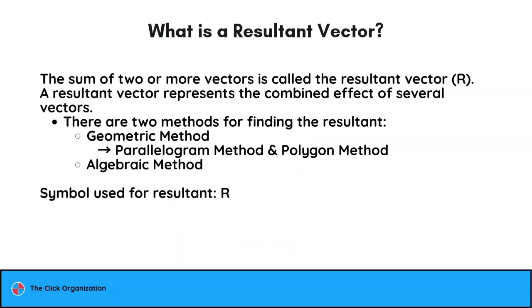Okay, so what is a resultant vector? The sum of 2 or more vectors is called a resultant vector, which in simple terms we can say is a single force that represents the combined effects of all forces acting on an object, and it has both magnitude and direction. There are 2 main methods for finding the resultant. First is the geometric method, and the second is the algebraic method. The symbol that we use for representing the resultant is R, written in capital.